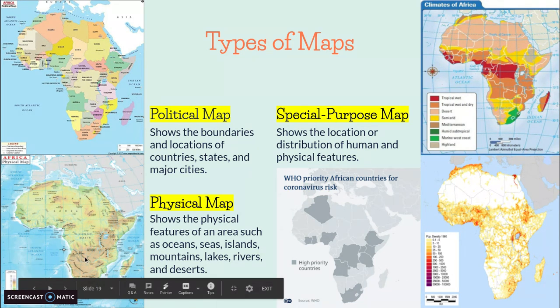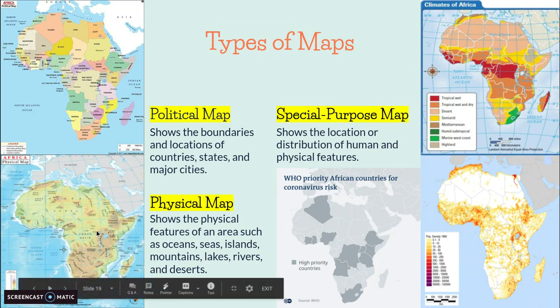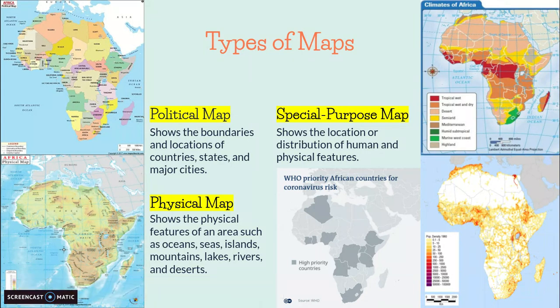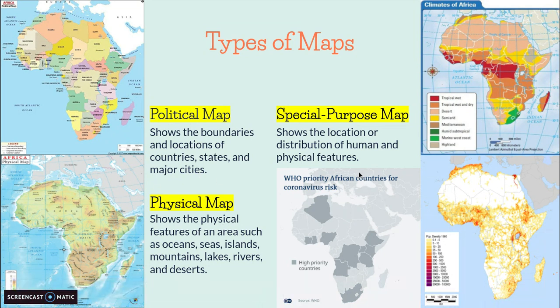You see browns and greens that represent elevation, how high places are above sea level, as well as a desert and a basin that are labeled. You have lakes that are labeled. All right, focusing on the physical features of the area. So political map, physical map, and the third type of map is a special purpose map.